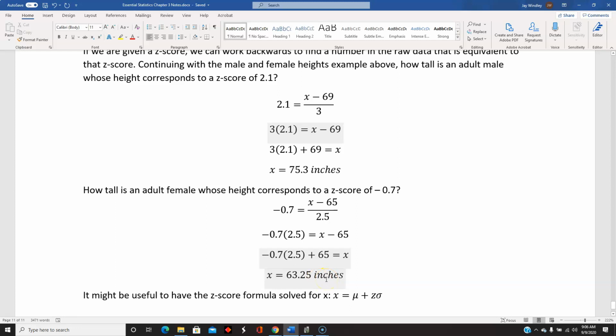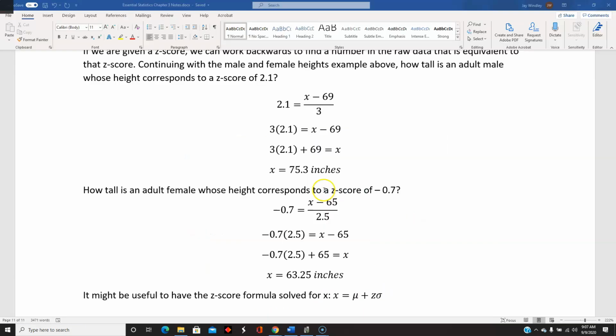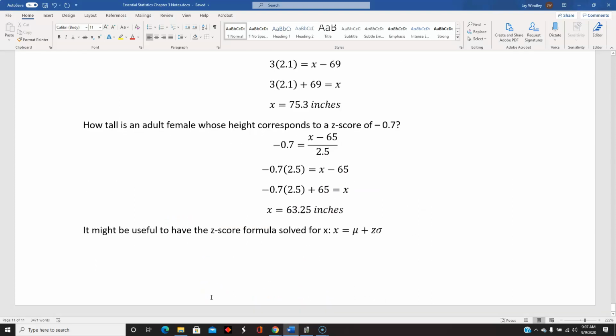And for those of you that might be algebraically challenged, here is the z-score formula solved for x, because this procedure that I did here comes up often enough that you might want to have this version of the formula on your formula sheet somewhere next to the z-score formula with that solved for x. So that wraps up Chapter 3 and all of our numerical summaries of data. You should be ready to tackle the Chapter 3 homework.